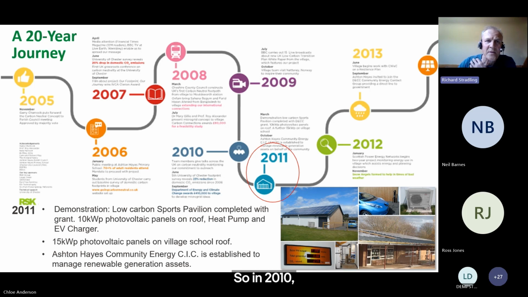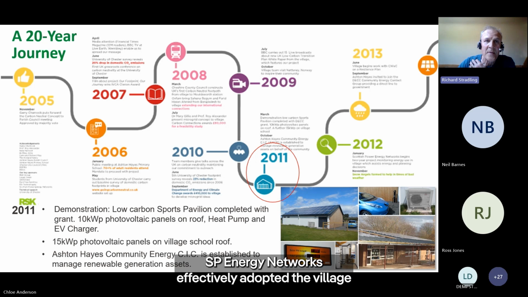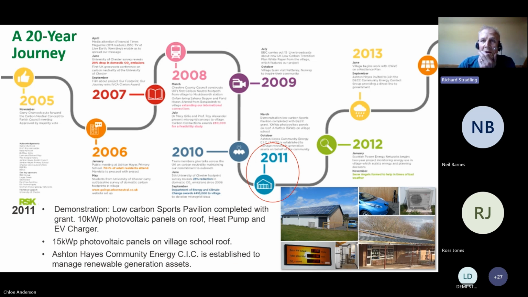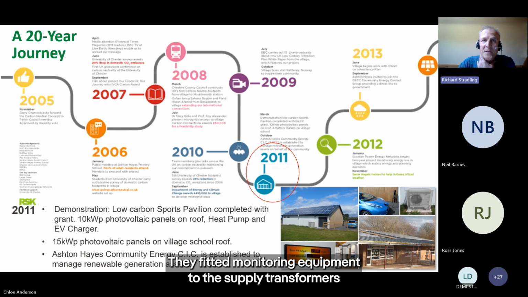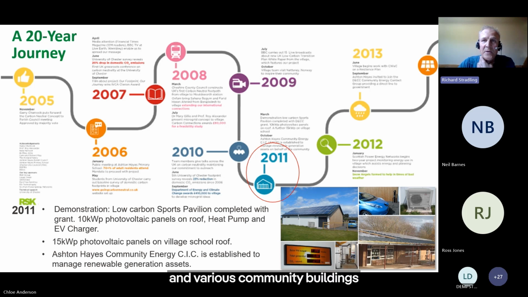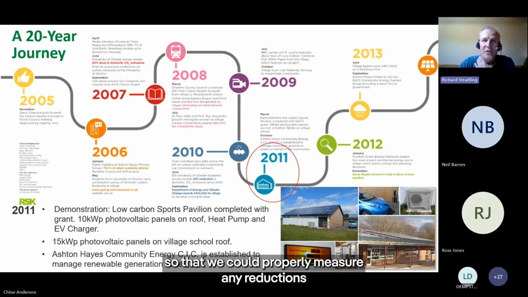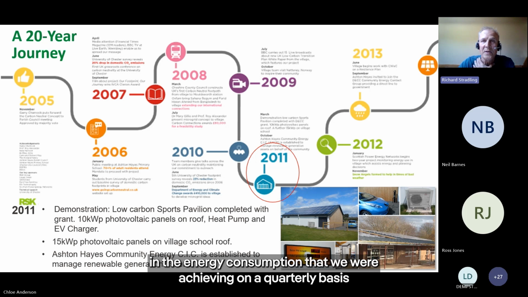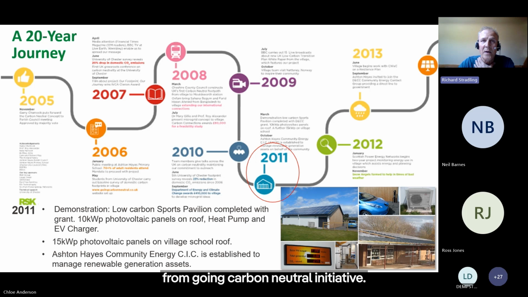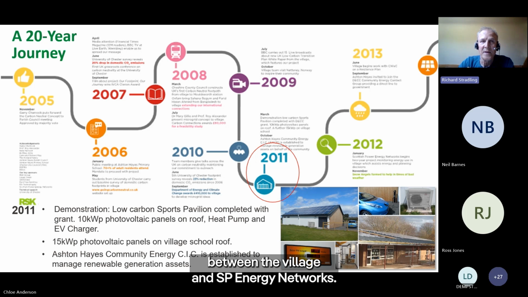So in 2010, SP Energy Networks effectively adopted the village with a project called Ashton Hayes Smart Village. They fitted monitoring equipment to the supply transformers and various community buildings so that we could properly measure any reductions in the energy consumption that we were achieving on a quarterly basis from this Going Carbon Neutral initiative. And this was part of an enduring collaboration between the village and SP Energy Networks.